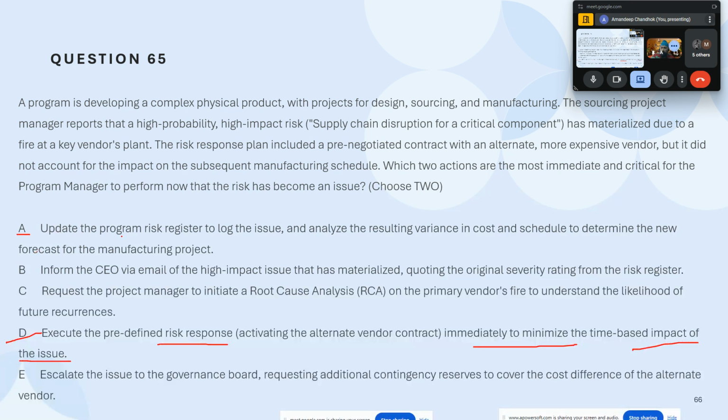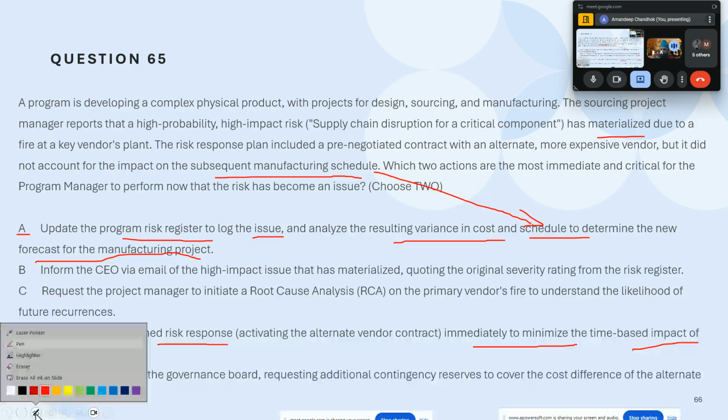Why A? Well, the risk has happened. It says the risk has materialized. So when a risk materializes, won't you go ahead and update your program risk register? You have to update your log, that earlier this was a risk, now it has become an issue. So I need to tag it as now this has materialized into an issue. And whenever I do that, I'll look into the cost and schedule to determine any new forecast that I need for the manufacturing project. Variance in cost would have been done as part of it, but the point over here is that it's talking about the schedule. So this is the only answer which is going close to the schedule part of it.